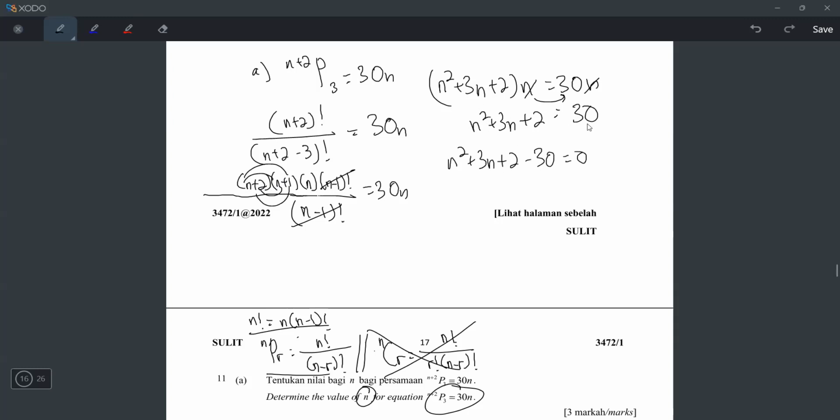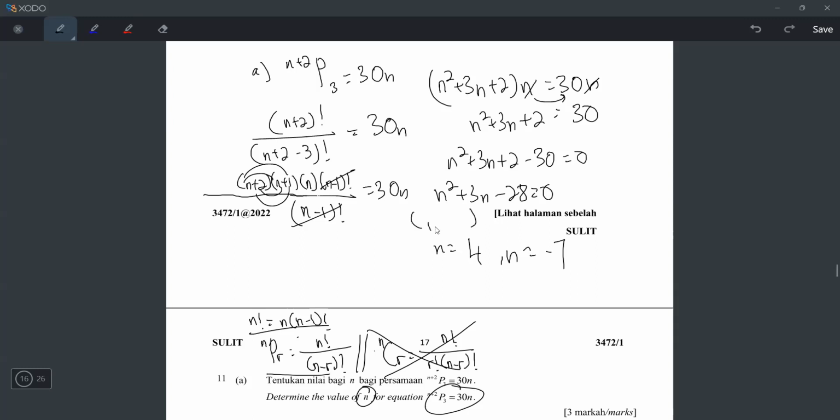Because when you see square means quadratic, means you have to move everything to one side equals 0. So n square plus 3n, 2 minus 30 is negative 28 equals 0. Press calculator. Okay, let's press. Mode degree 2. A is 1, B is 3, C is negative 28. So the answer is 4 and negative 7.